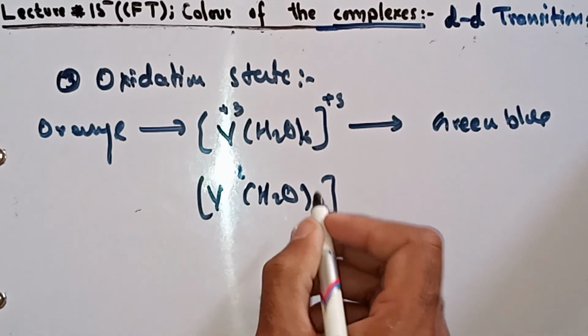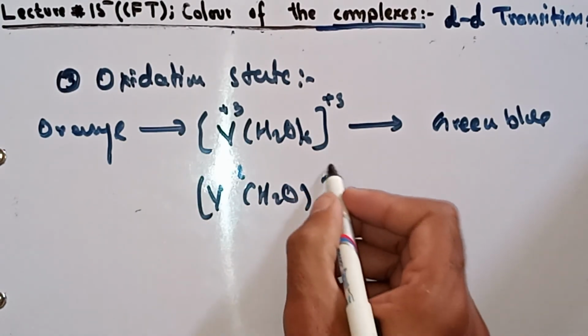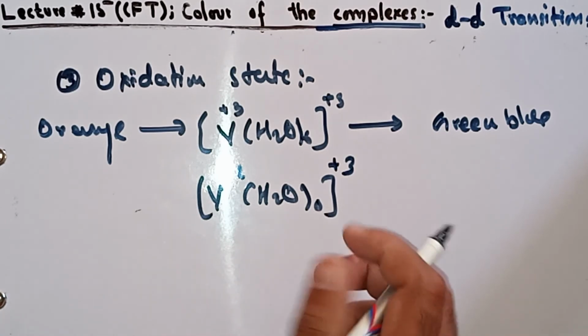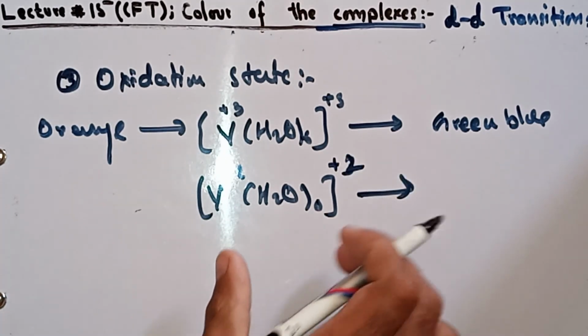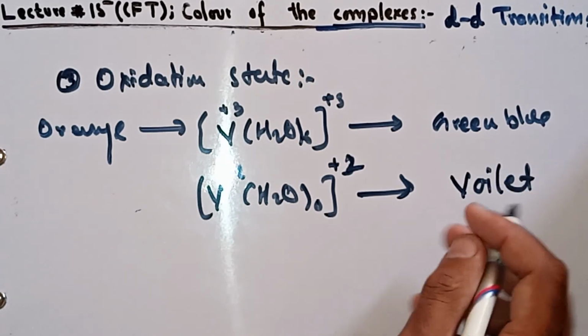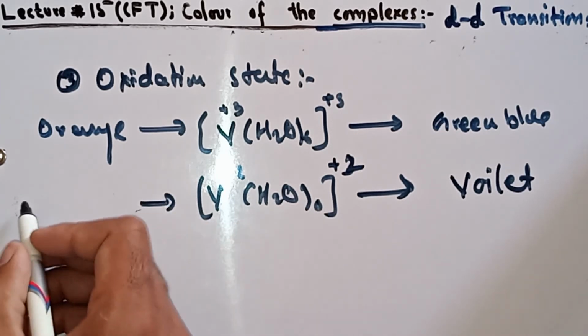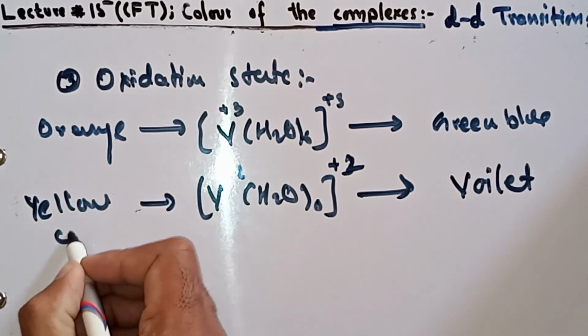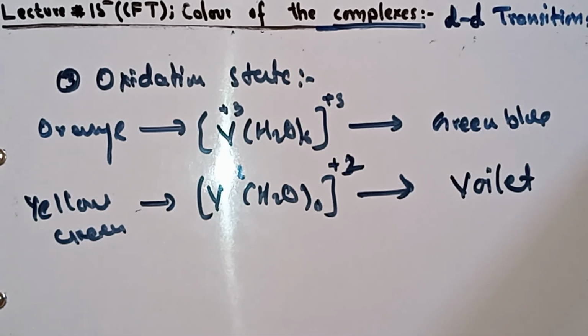While in case of vanadium plus 2 H2O 6, all the other things are the same, only the d system is different, and it is plus 2. This complex has violet color, and the complementary of violet color is yellow green. So this means that the oxidation state also has an effect on the color of the complexes. Different oxidation states will have different colors. Is it clear? This is all for today's lecture. I hope it will be clear. These are only three factors.